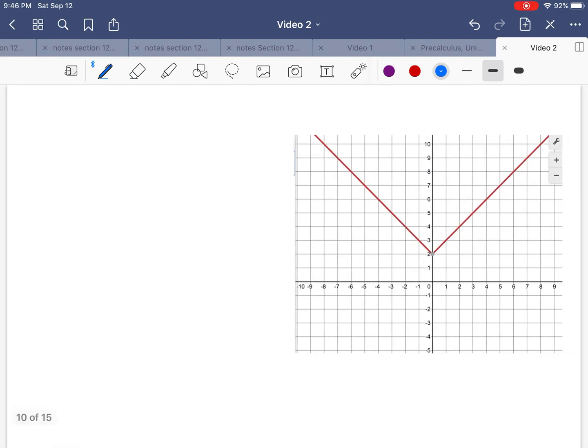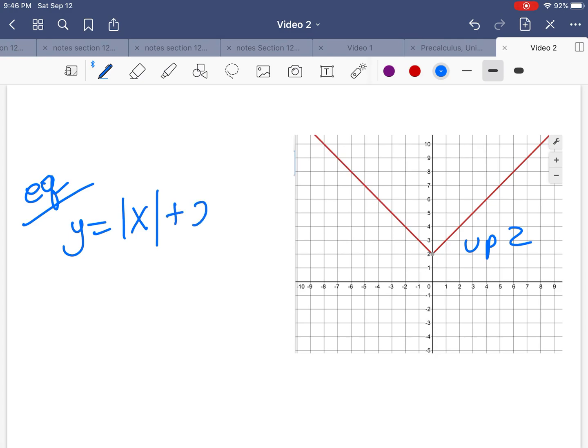All right. Over here, I want you to tell me in the Edpuzzle, how do you think this thing has been moved? Like it used to be the parent function. How was it moved? Okay, so hopefully you said it was moved up 2. So my equation that I want to write for this is y equals, the absolute value just has your x because it didn't move left or right. So up 2 means I put a +2. So everything's raised by 2 points or 2 spaces.